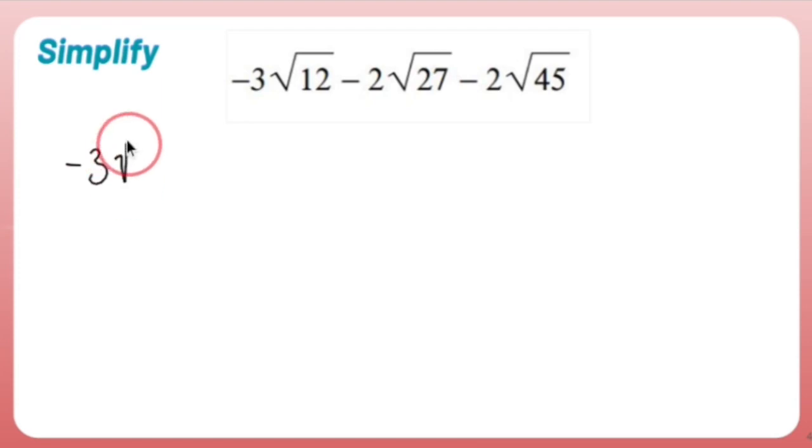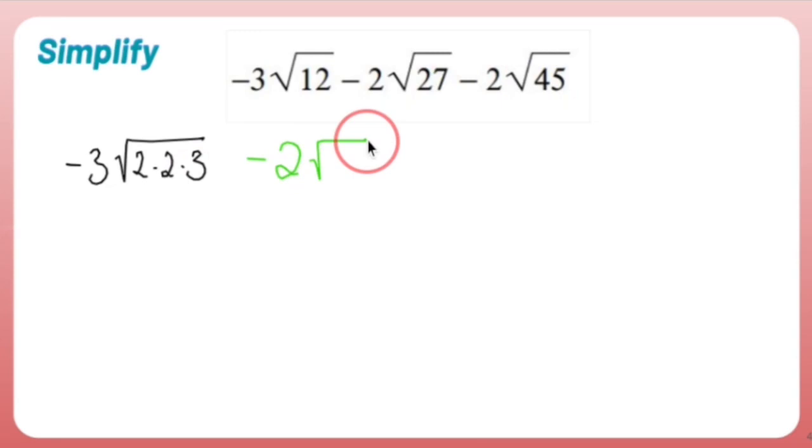So let's draw this out in black. 12 can be written as 3 times 4, which is 2 times 2 times 3. And then we have minus 2. 27 can be written out as 3 times 9 or 3 times 3 times 3, prime factorization. Again, if you need to make a factor tree, go right ahead. 45 is 9 times 5, which is 3 times 3 times 5.